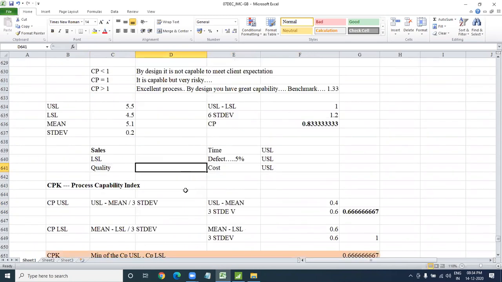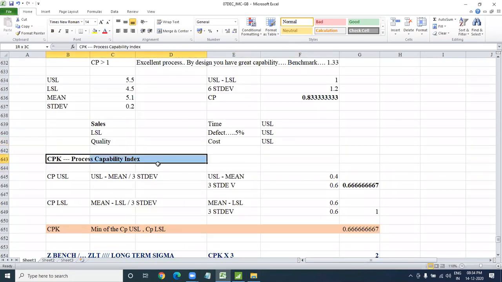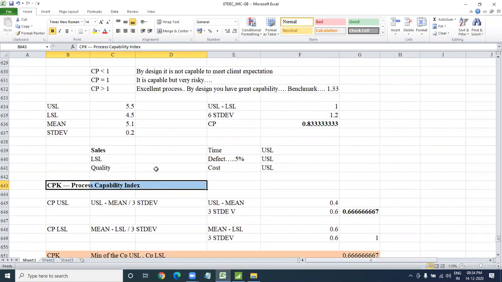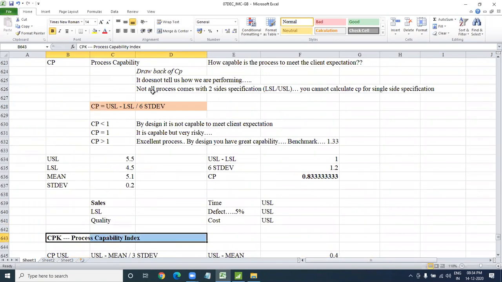So all in all, we're interested in knowing how we're performing. For that, CPK comes into the picture. CPK helps you overcome both the drawbacks. If you have a two-side specification, you can calculate sigma level. If you have an upper limit, you can calculate sigma level. If you have a lower limit, still you can calculate sigma level. And it tells you exactly how you're performing.